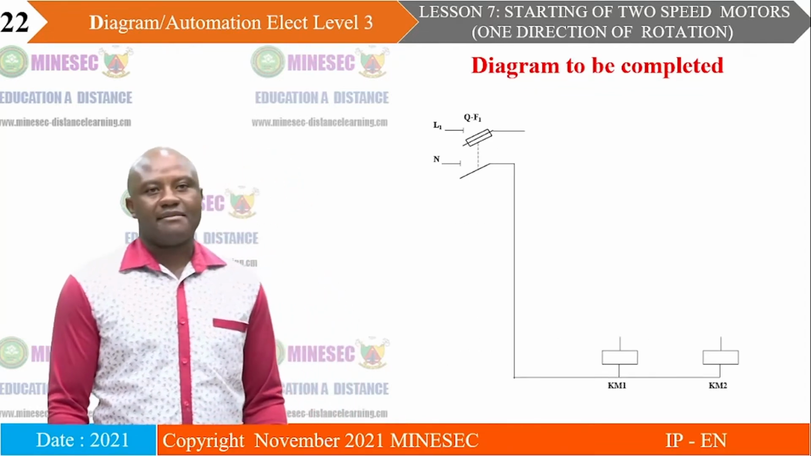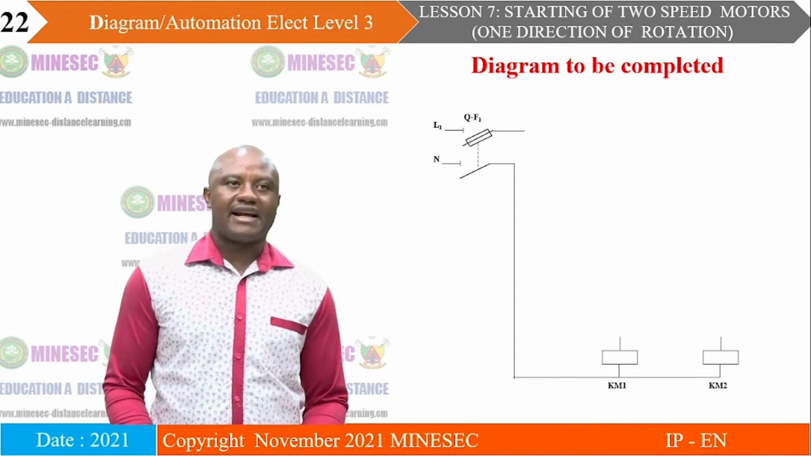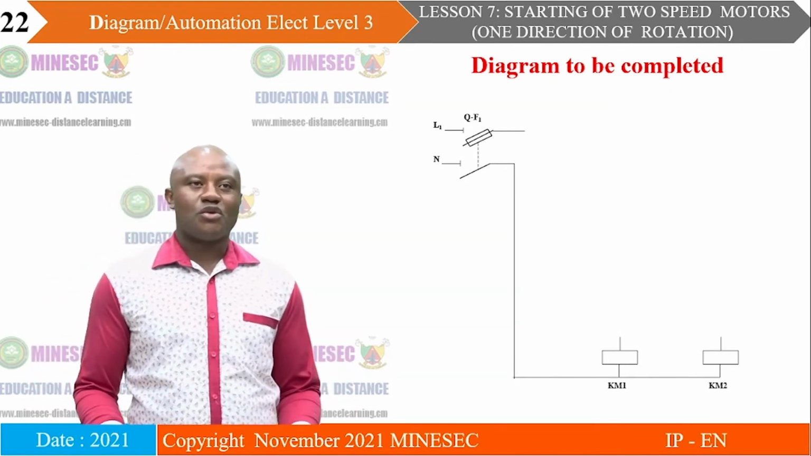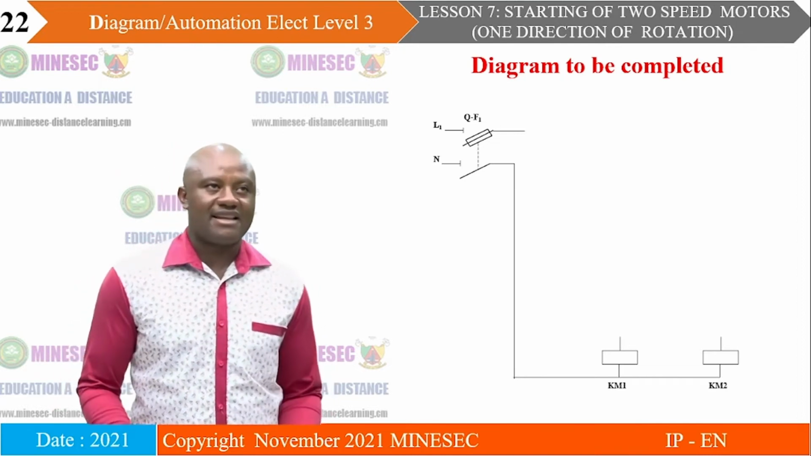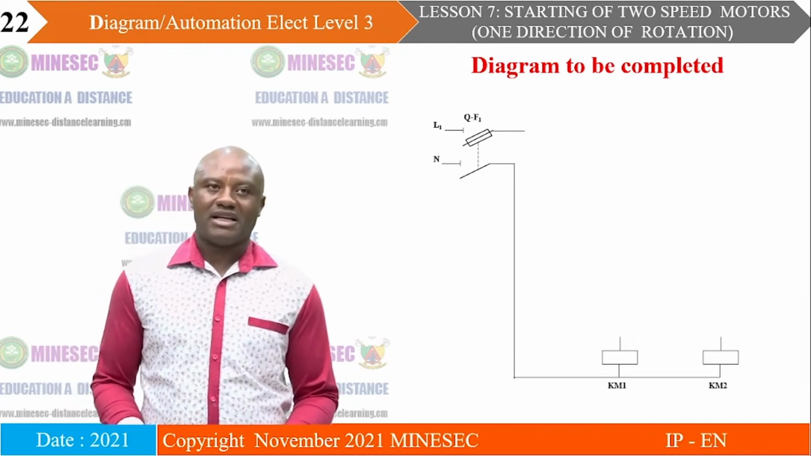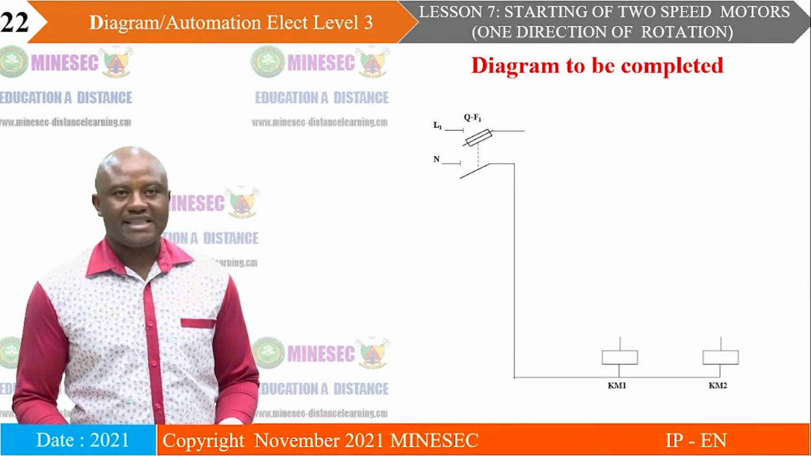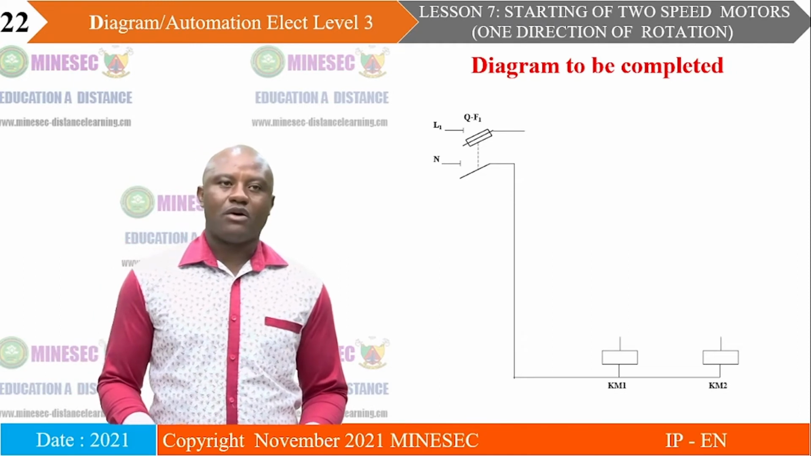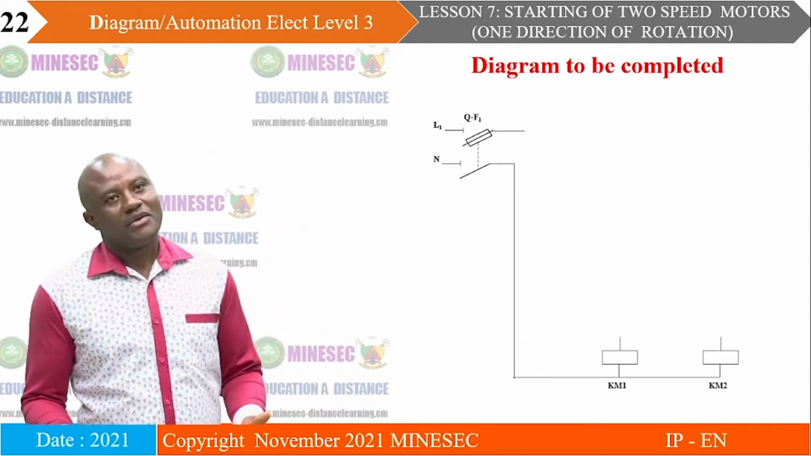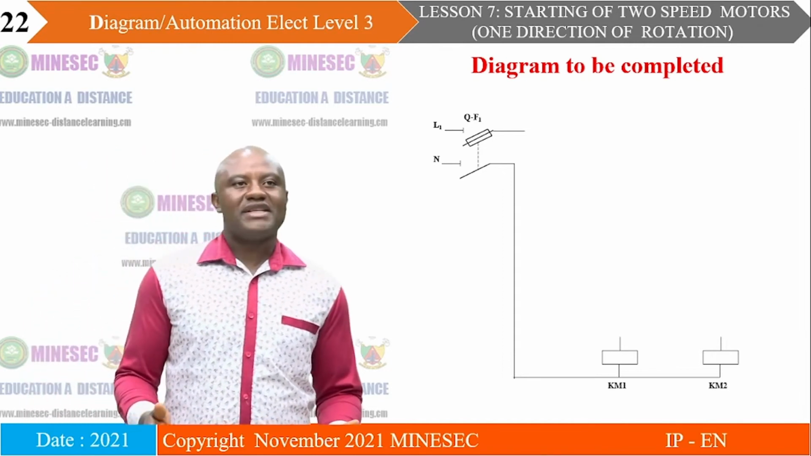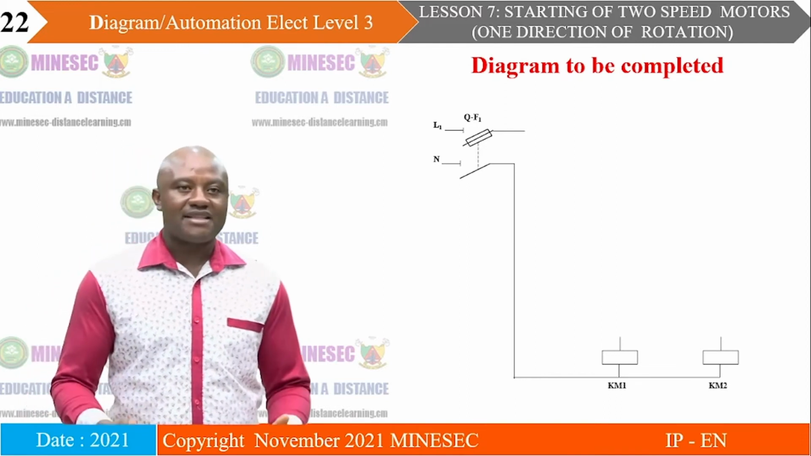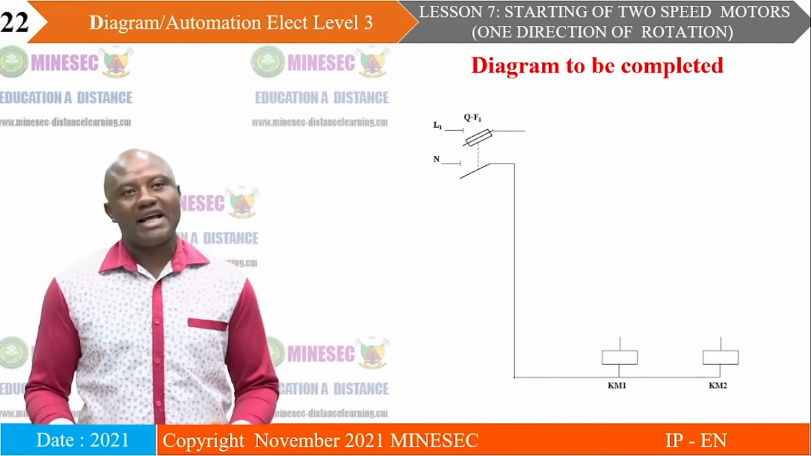This is the incomplete diagram. The first thing, as we always say, you should look at the elements. What is lacking in this particular diagram? That's the first question. If you look at it very well, we notice that we don't have a place to start. We don't have a protective device. We don't have a thermal release. And we said for two speeds, each speed has to be protected by a particular thermal relay.